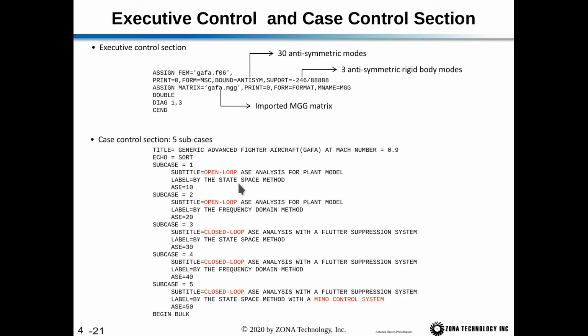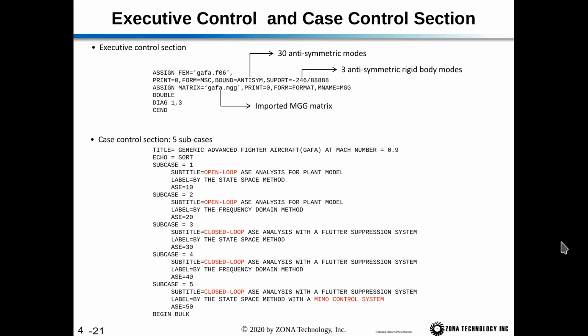Subcase 1 is the open loop ASE analysis for the plant model by the state space method. Subcase 2 is the open loop ASE analysis for the plant model using the frequency domain method. Subcase 3 is the closed loop ASE analysis with a Flutter suppression system by the state space method. Subcase 4 is the closed loop ASE analysis with the Flutter suppression system by the frequency domain method.